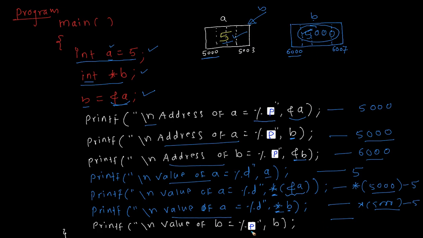Why do I use %p here? Because the value of B is nothing but an address. That's why I should use %p, so 5000. And here the value of A is an integer, that's why we use %d. So this is the small program which explains the various pointer expressions. Stay tuned, see you in the next video. Thank you.